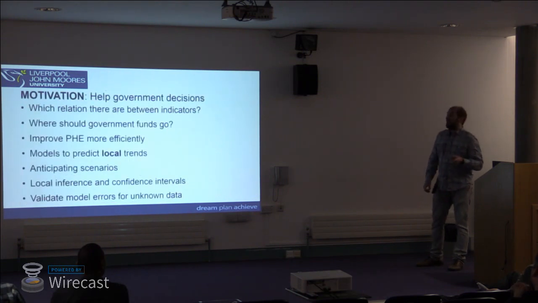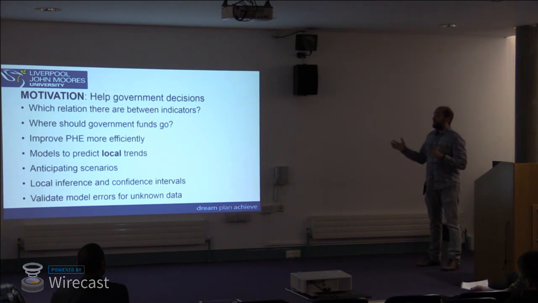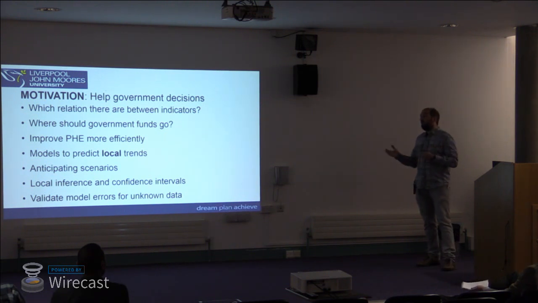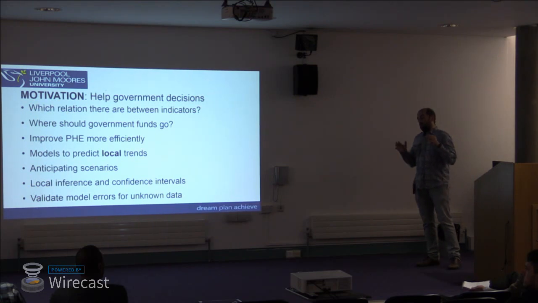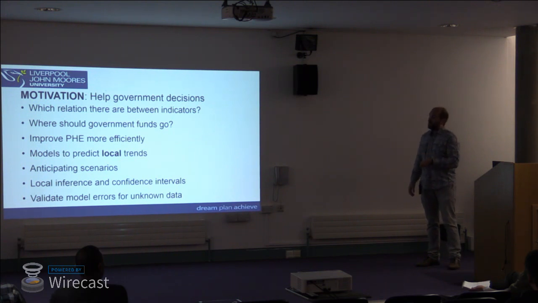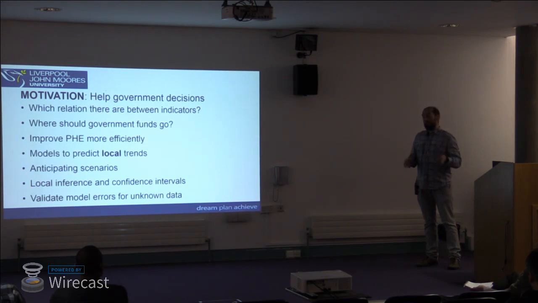The motivation of that graph, in general, is to help government decisions, improving public health more efficiently. For example, which relations there are between indicators, or where government funds should go, or predicting local trends. That is important because it's not the same to make an inference on the average of the country as to make a local inference in some local authority. It's also useful to anticipate scenarios or validate model errors for unknown data, because our data a priori is unknown.